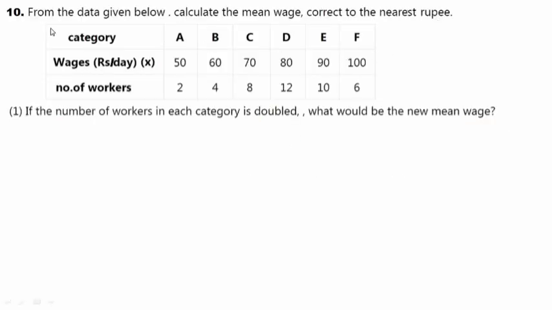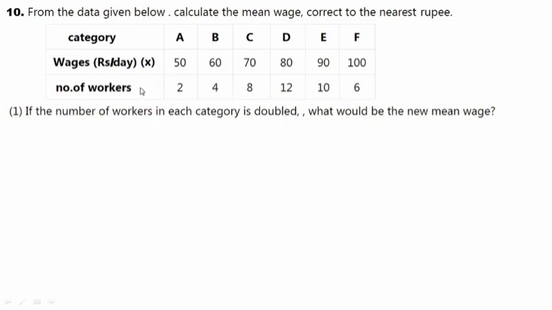Question number 10, which says, from the given data calculate the mean wage correct to nearest rupee. There are different categories given here. Wages is represented as x. In category A, wage per day is rupees 50. In category B, wage per day is rupees 60. In category C it is 70. In D it is 80. In E it is 90. And category F has wages to be 100 per day. And in each category number of workers working are also given.